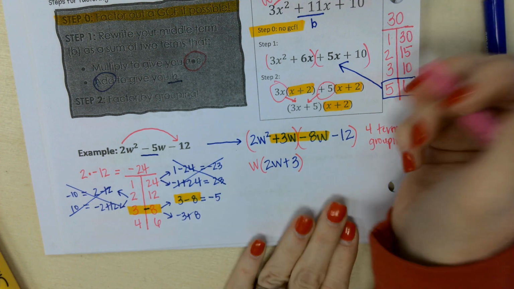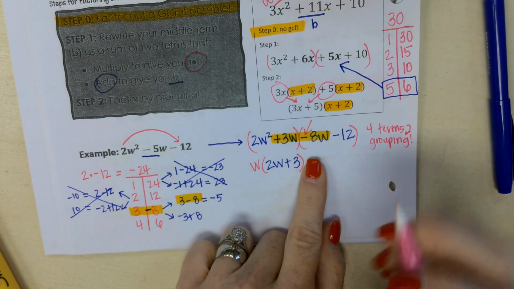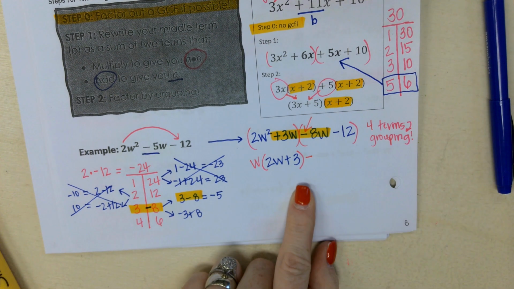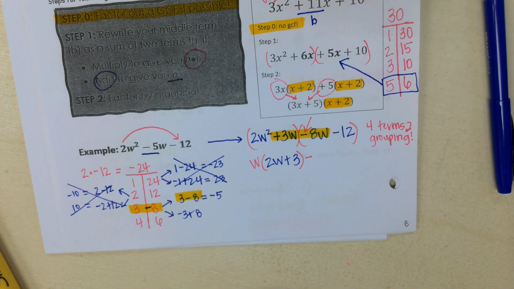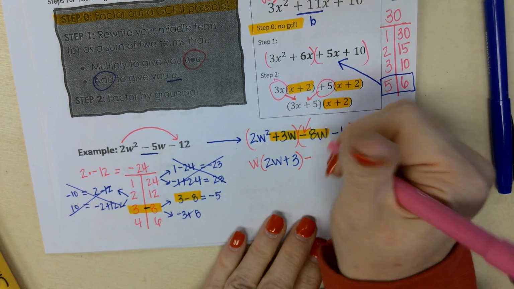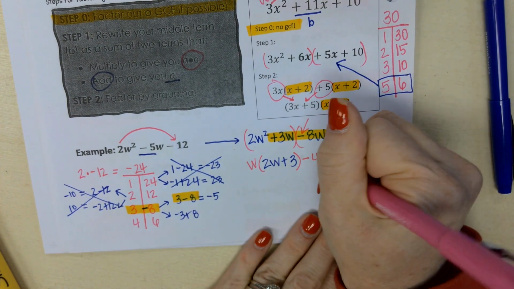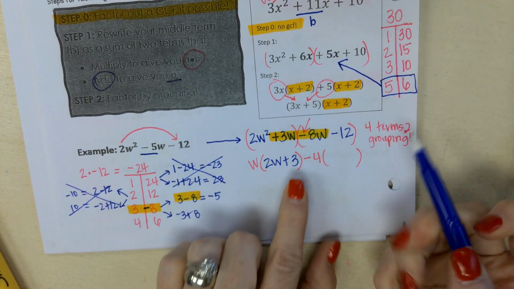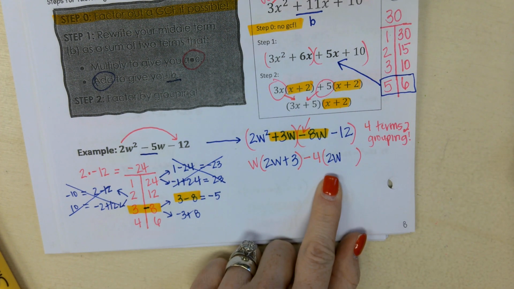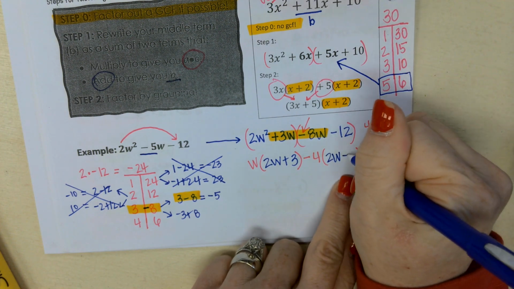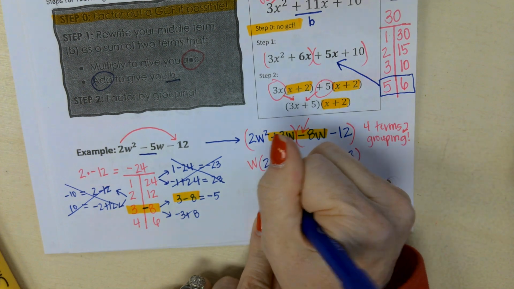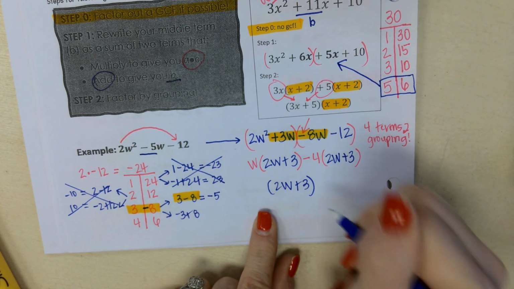Okay? All right, looking at this one, the first thing I notice is I do not like that negative. Okay? So I know that when I take out a GCF, I want to take out a negative. What is the biggest number that will go into both 8 and 12? 4. So negative 4 is going to be my GCF. When I divide negative 8 by negative 4, I get a positive 2. So that's a positive 2W. And negative 12 divided by negative 4 is positive 3. Oh, look at that. So this gives me 2W plus 3.